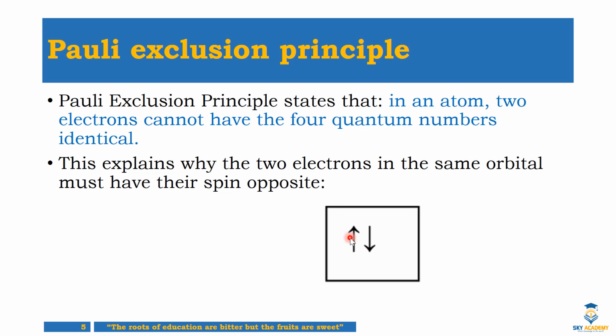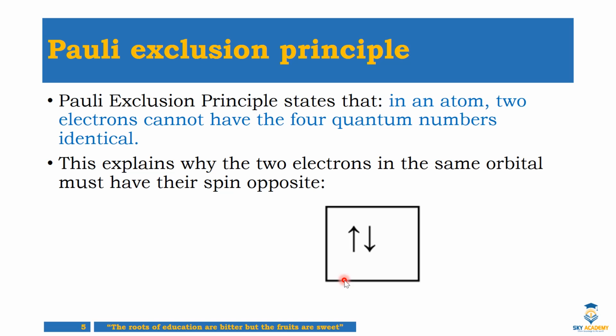Bohr's atomic model had different limitations. That's why Schrödinger came up with his quantum numbers, and those quantum numbers are able to show electrons in their orbitals. They show the direction of the electron, the position of the electron, the probability of finding the electron in the orbitals, and so forth.